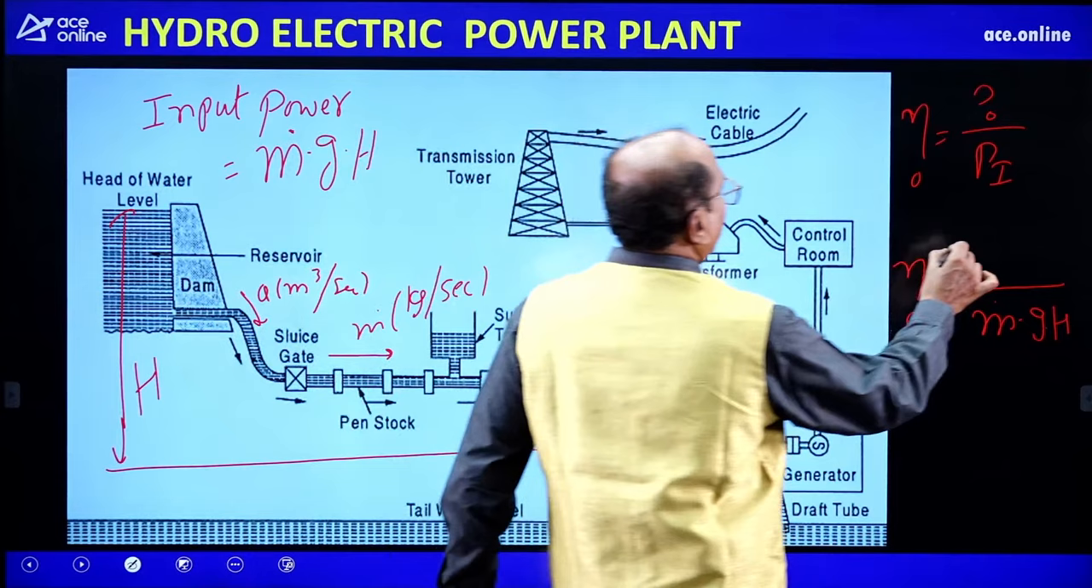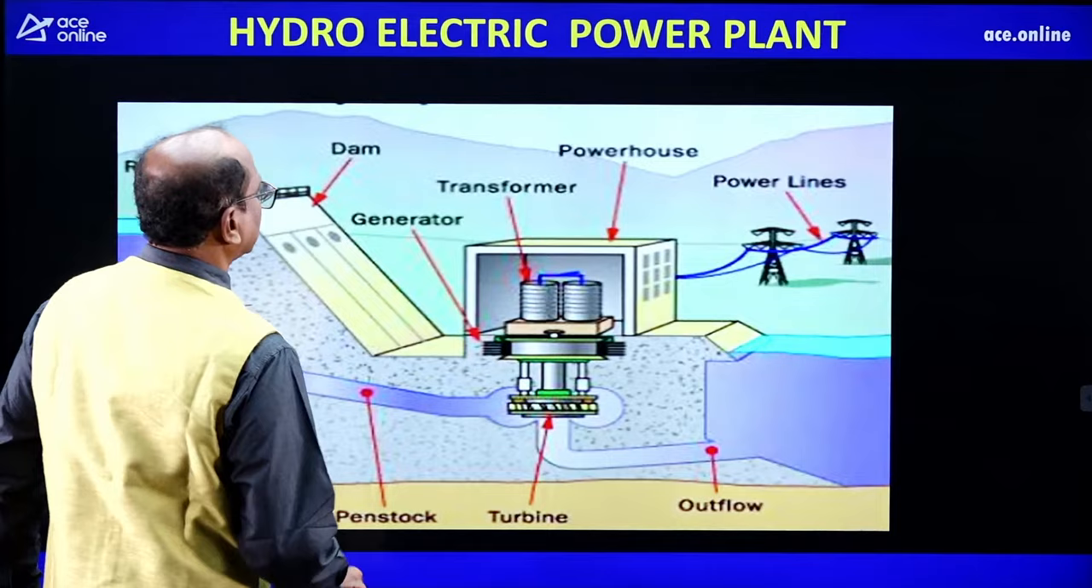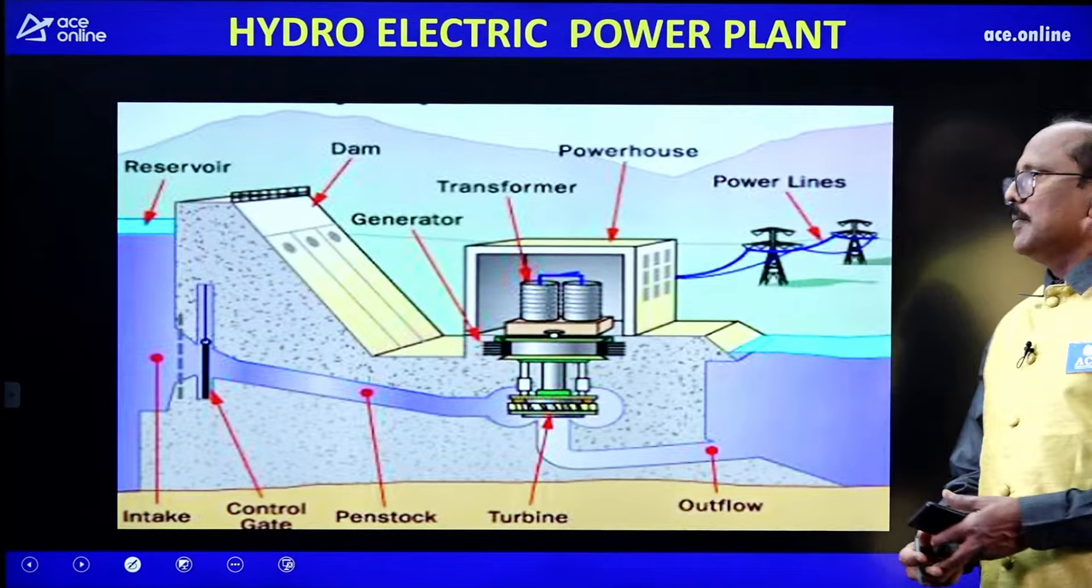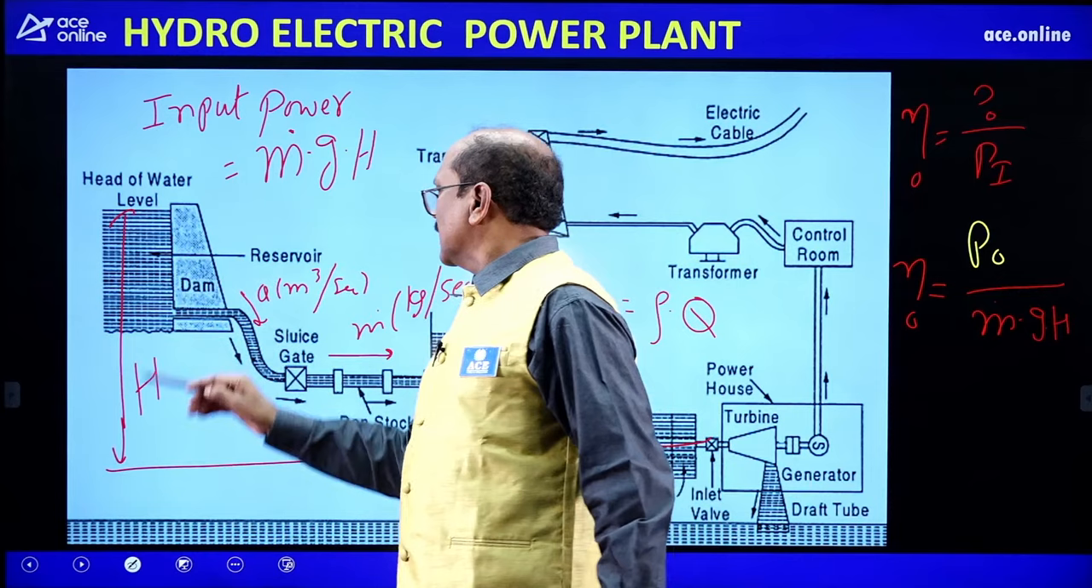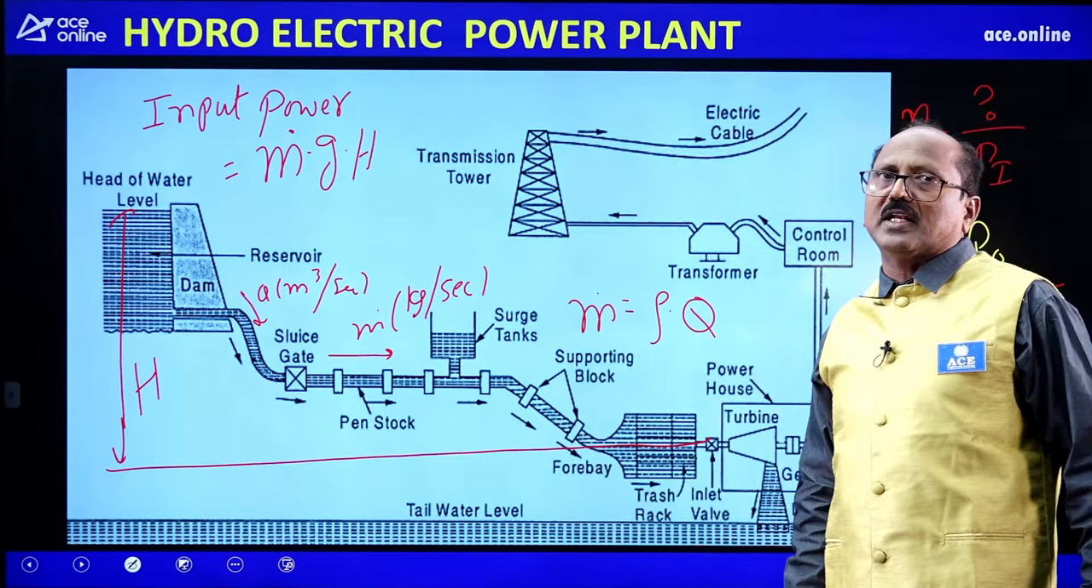A preferable, attractive question is an exhibit, a sketch showing the hydropower. The previous one is good enough. The first component is the dam, reservoir. The second component is the penstock pipe and surge tank. In examination, surge tank is given for electrical engineering also.